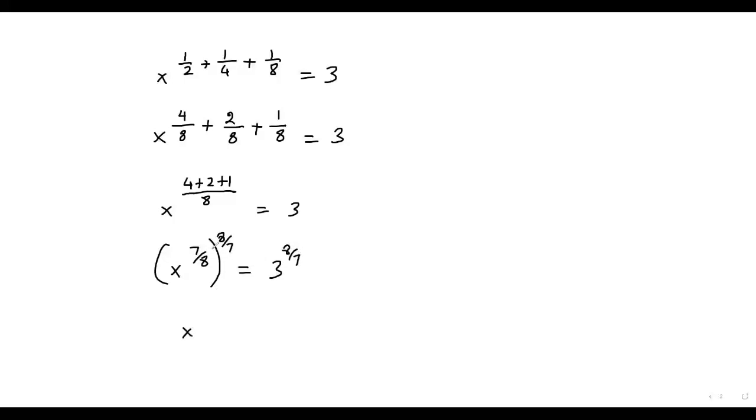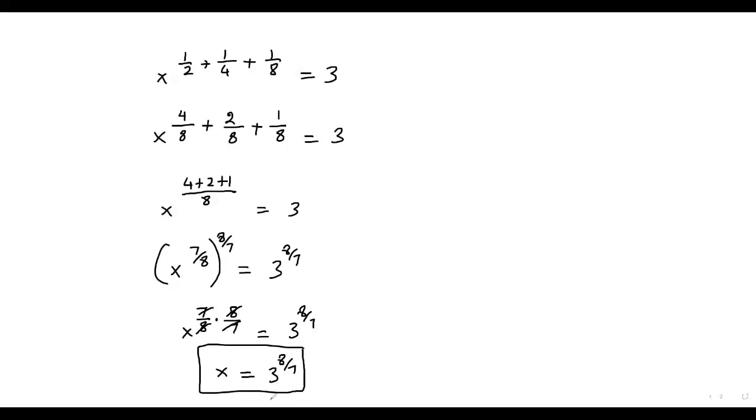Here, as we have seen already, we can multiply the two exponents. So 7 over 8 times 8 over 7 on the left, equals 3 to the power 8 over 7. This 8 will cancel, this 7 will cancel out. I just get x to the first power, which is just x. So we get x equals 3 to the power 8 over 7. So now I have solved for x. The value of x is 3 to the power 8 over 7.